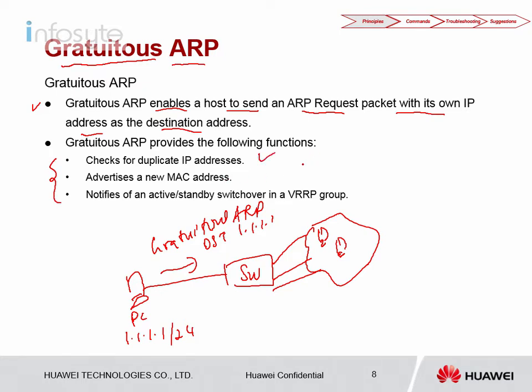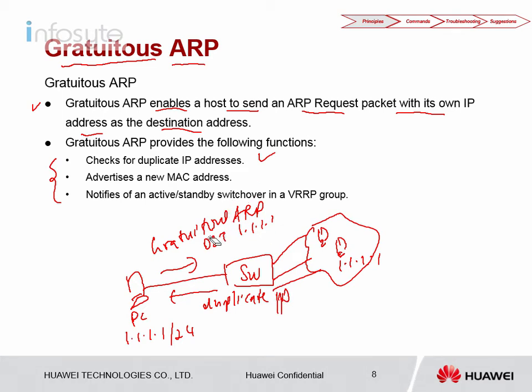Especially when you are configuring DHCP, before you set an IP address on this particular PC, you are going to check whether there is anyone in the network who is using 1.1.1.1. If there is, then they are going to send back an error saying that this is a duplicate IP. So that's the first thing, to check for duplicate IP.